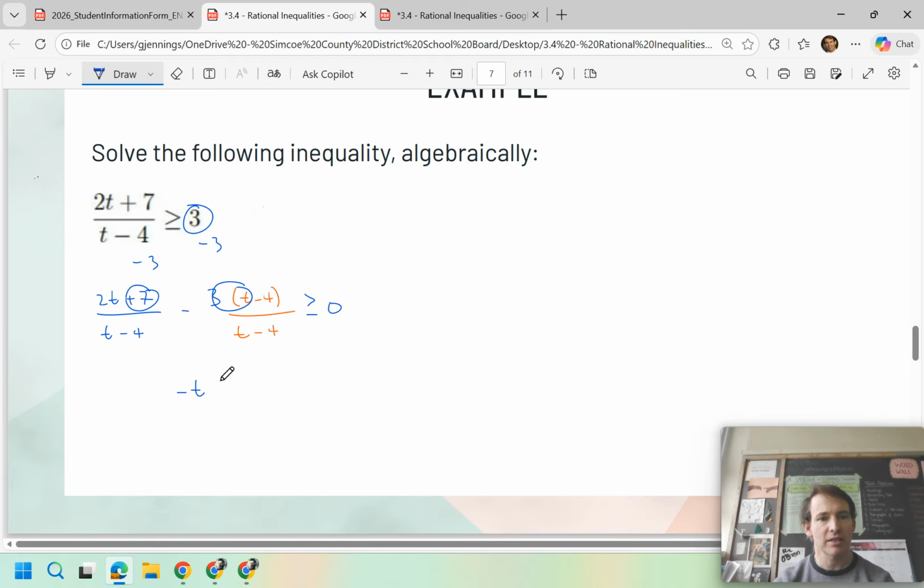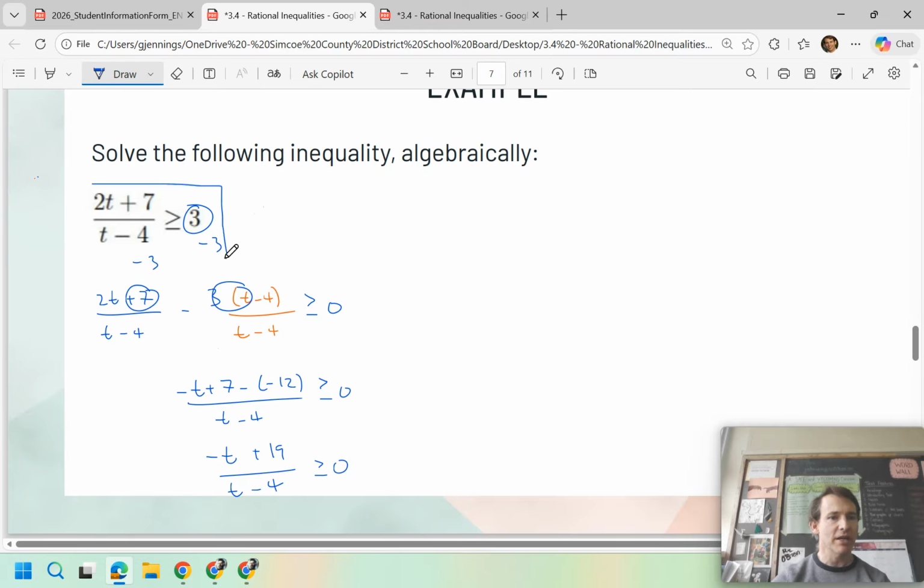So that's 7 plus 7 minus 12 all over t minus 4 is greater than or equal to 0. Let's tidy that up just a touch. Minus t plus 19 all over t minus 4 is greater than or equal to 0. Now that's easier to work with. You could also just graph this.